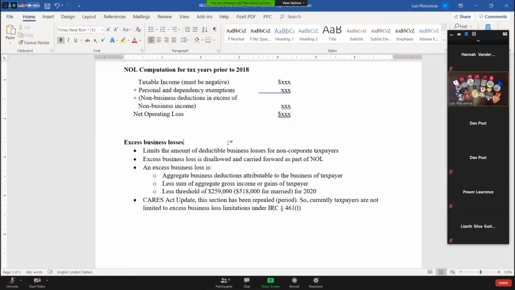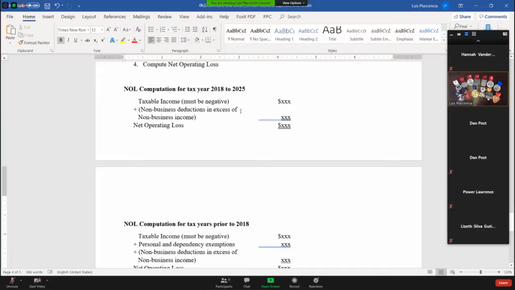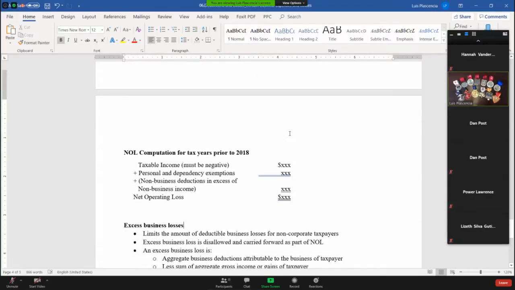Now this one again limits the amount of deductible losses for non-corporate taxpayers, which I always found funny. Corporate taxpayers, C corporations, are different. This doesn't apply to C corporations. Excess business losses are disallowed and carried forward as part of NOL. So whatever is considered an excess business loss would just be added back to the NOL carryover here.